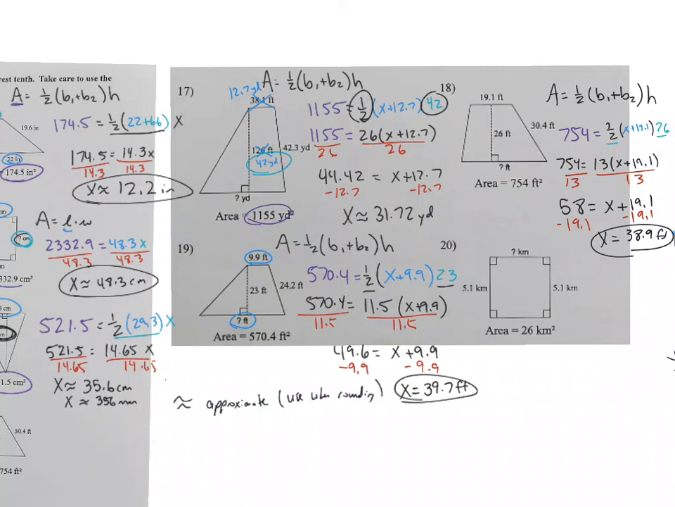All right. Last one is, we don't know if it's a rectangle or a square. We're not sure. It could be a rectangle, it could be a square. So I'm going to say area is equal to length times width. We don't know the length, so I'm going to call that x. We know the width is 5.1. We know the area is 26. So all I'm going to do is divide both sides by 5.1.